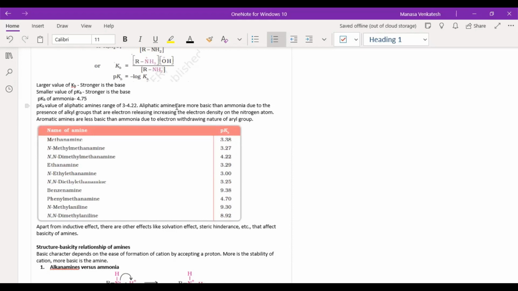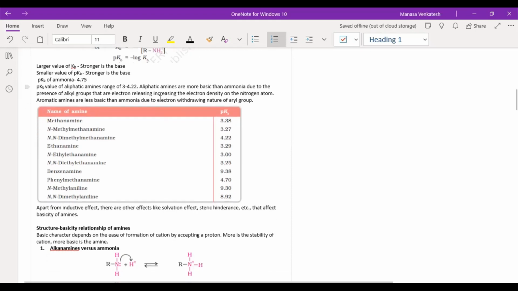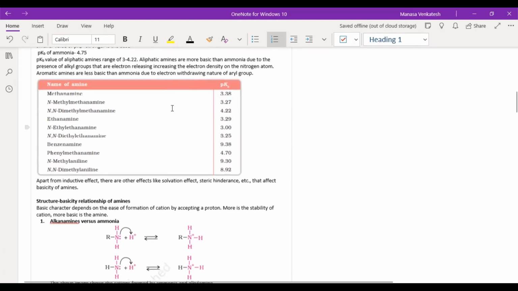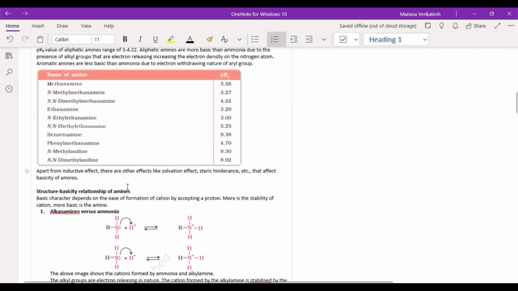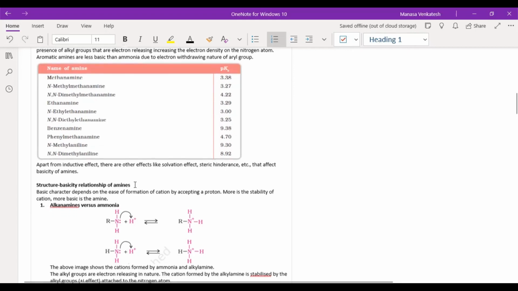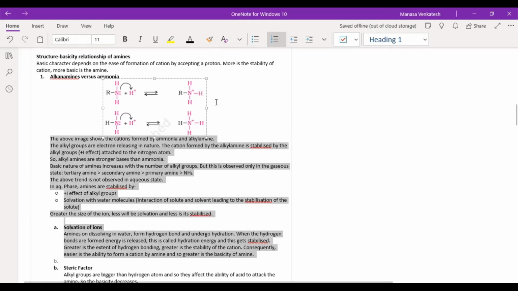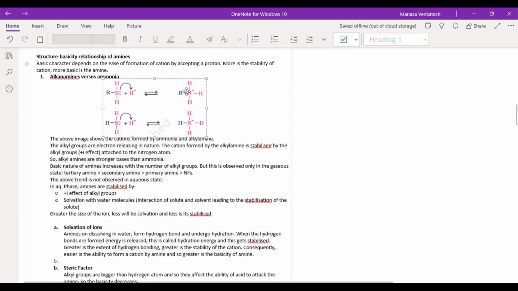Not only that, aromatic amines are going to be less basic than ammonia because aromatic groups are electron withdrawing in nature. Now, apart from the inductive effect, you have other effects like solvation effect and steric hindrance that will affect the basicity of amines. So before we start studying basicity in detail, you need to remember that the formation of the cation, and the stability of this cation, is what decides the basicity of that particular compound.